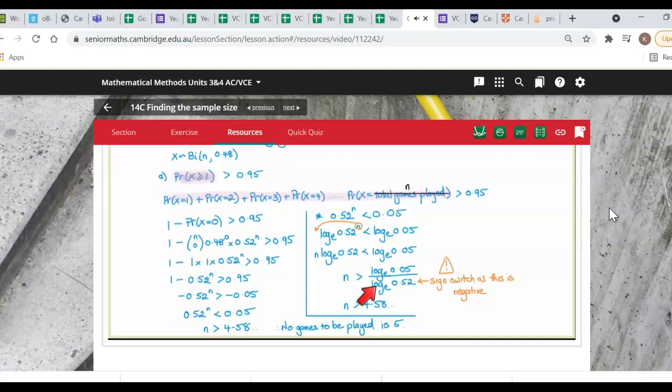In the end though, you would use your calculator to evaluate all of this, which gives us what we worked out before: n is going to be greater than 4.58.